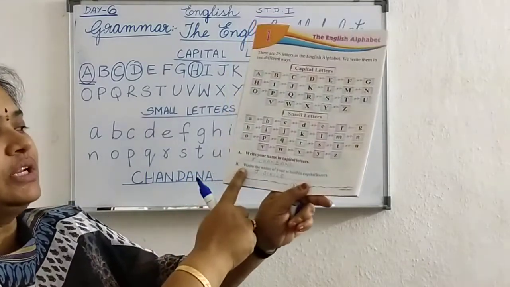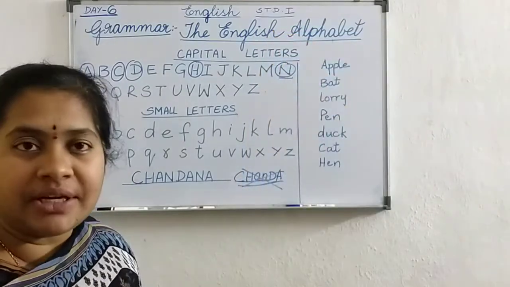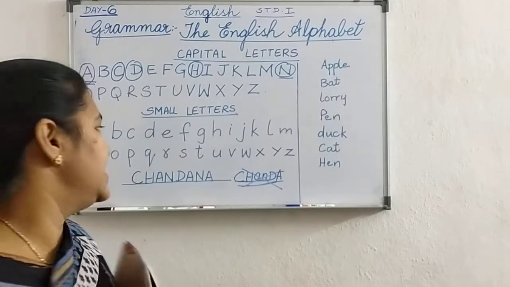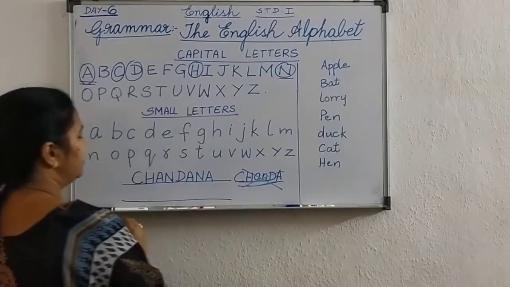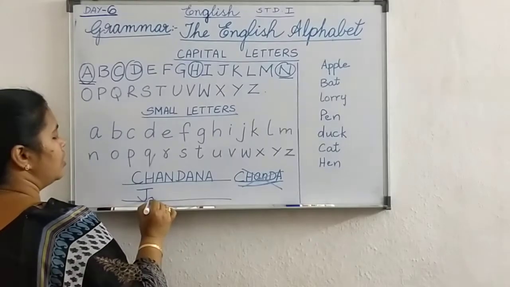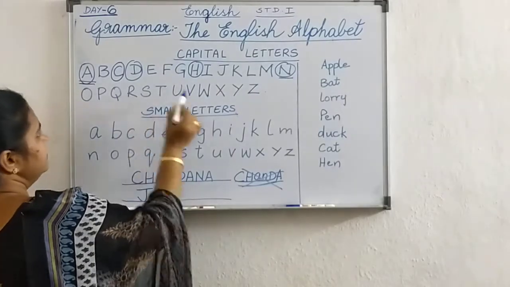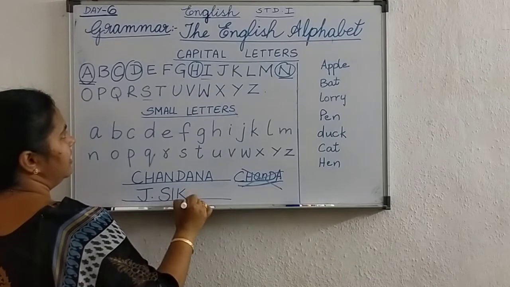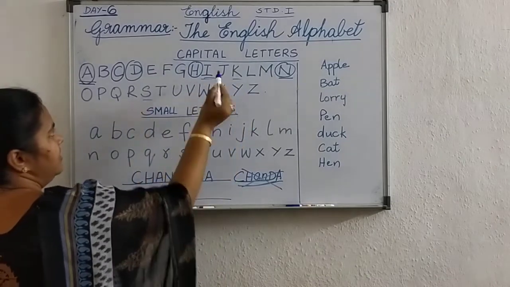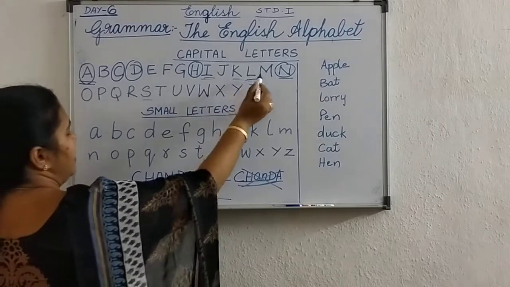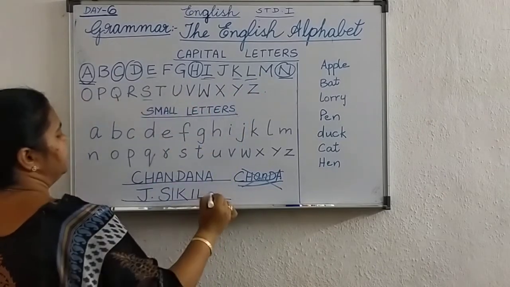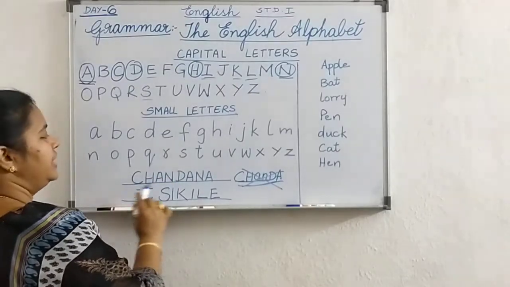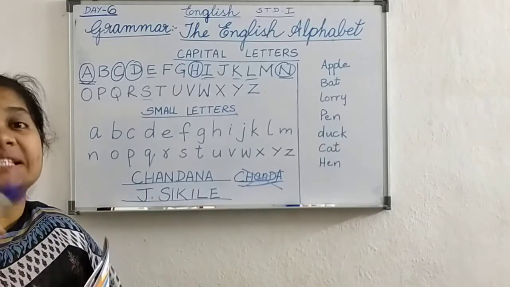Write the second question. Write the name of your school in capital letters. What is our school name? J. Sikle. Yes, our school name is J. Sikle. So, in the second dash, you have to write J, dot, S, I, K, I, L, E. J. Sikle. Yes.